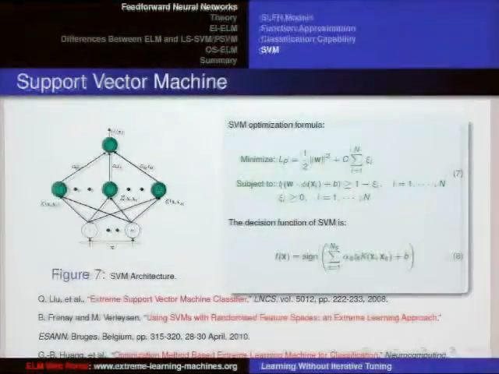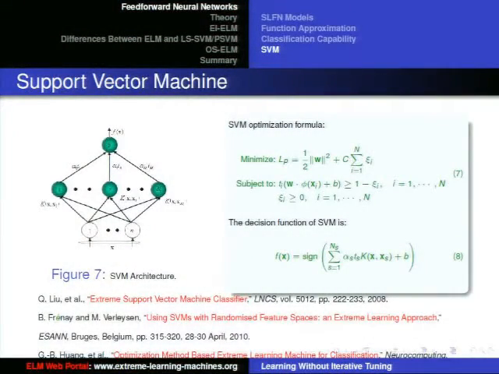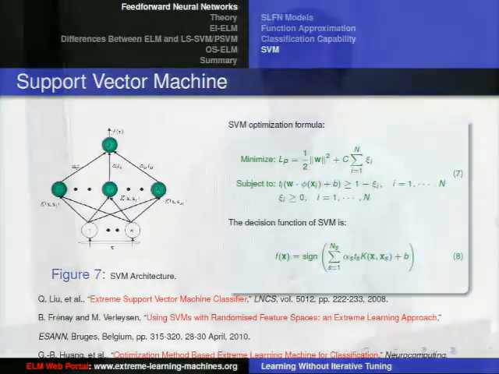But based on all these methods, all the parameters have to be tuned. So now another very popular one is called support vector machine. Support vector machine is very, very popular. Now it's used almost everywhere, especially in classification.